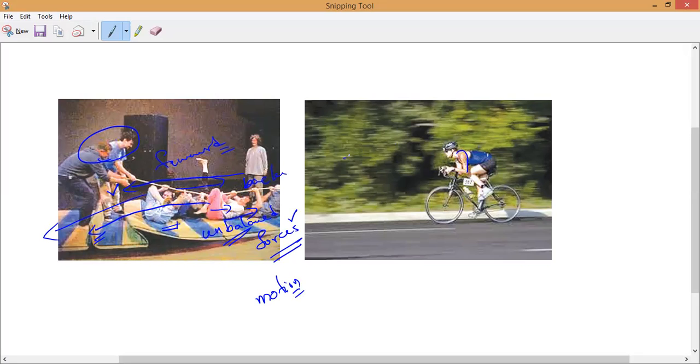So here you are seeing that blurred surface. What is this blurred surface? Anyone? What is that? She stopped pedaling. What is that, guys? Air. Understanding? Air is applying the friction.